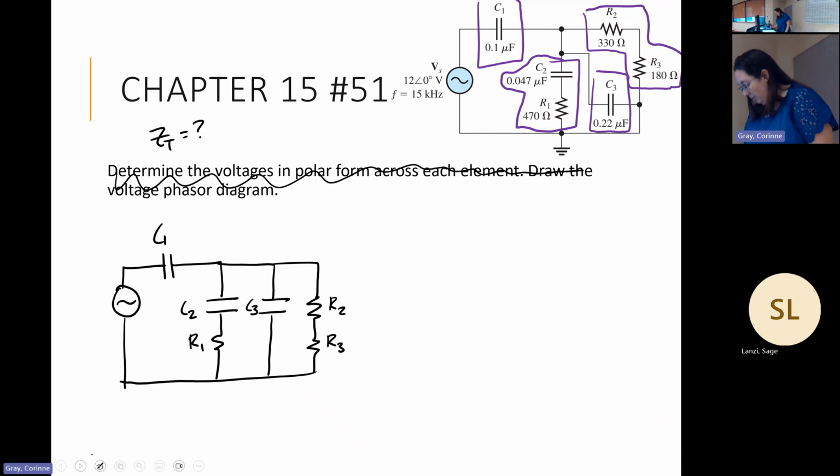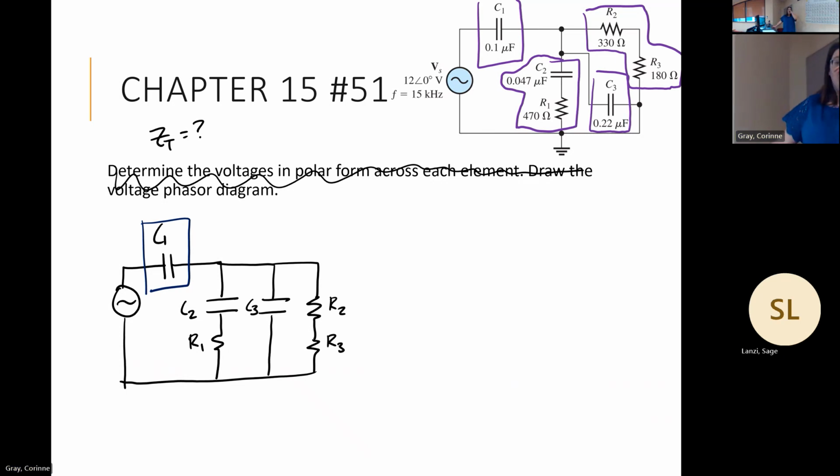So again, I can look at these, and at the end of the day, everything is going to be in series with C1. So I need to deal with all the parallel stuff before I can deal with that one. So I'm going to ignore it for now. I have to focus on all the stuff in parallel. So for C1, R1, I need to deal with the two of these together.